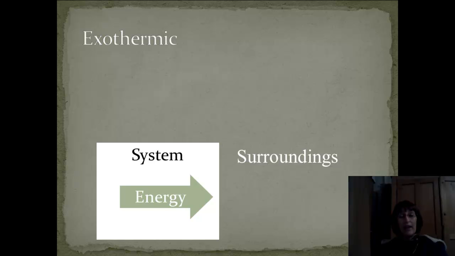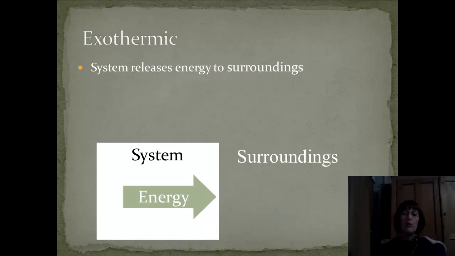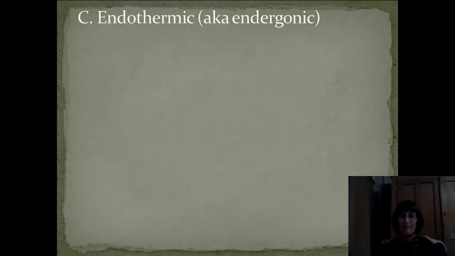So when you have an exothermic reaction, the energy is in the system, and it actually releases the energy to the environment. So that energy is going to move out from the system into the surroundings. So the system releases or loses energy to the environment. Isn't that just a spiffy animation?